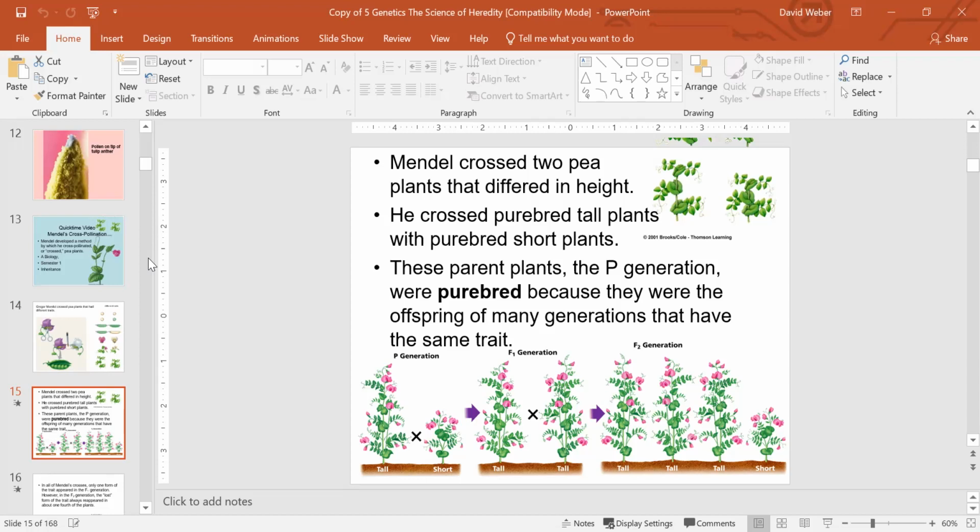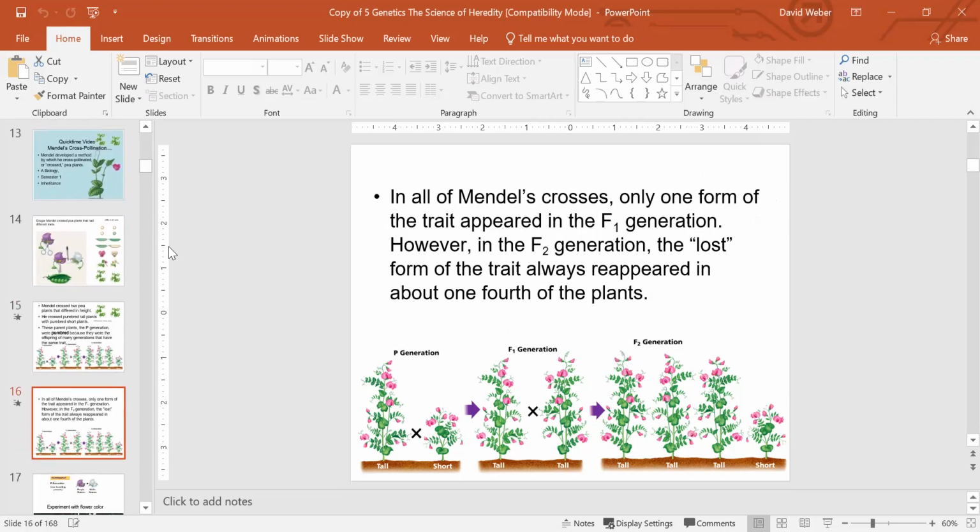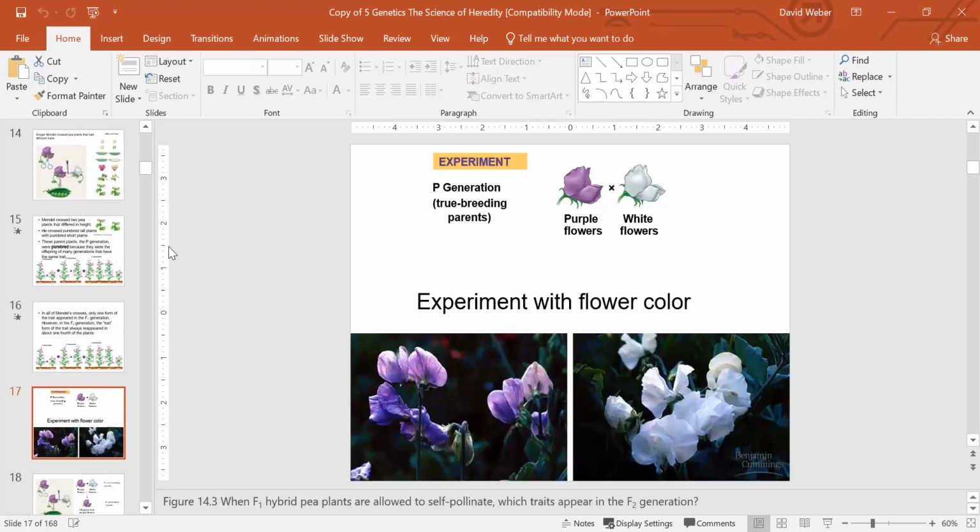If you take a look at this, in the P generation you have a tall and a short. The first generation of offspring were both tall. The second generation, well, look: tall, tall, tall, short. What happened? Interesting, right? In all of Mendel's crosses, only one form of the trait appeared in the F1 generation. However, in the F2 generation, the lost form of the trait always reappeared in about one fourth of the plants. So about a quarter of the plants always yielded that shorter gene. Pretty cool, huh?